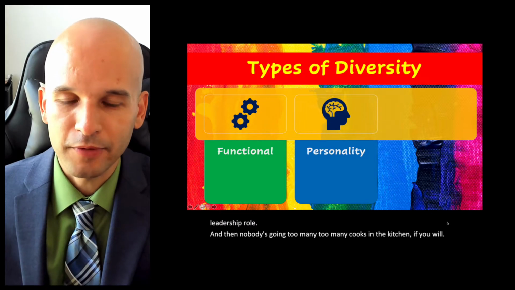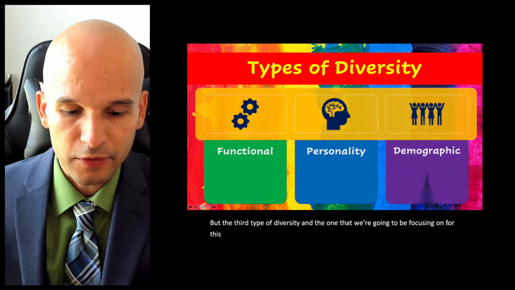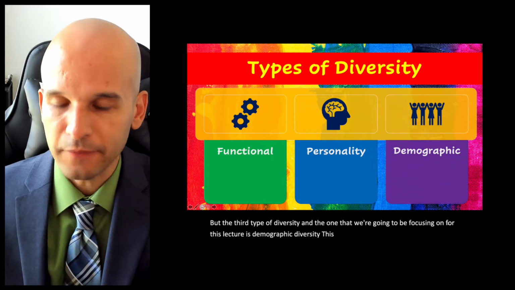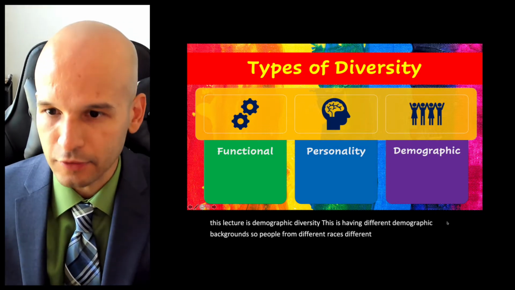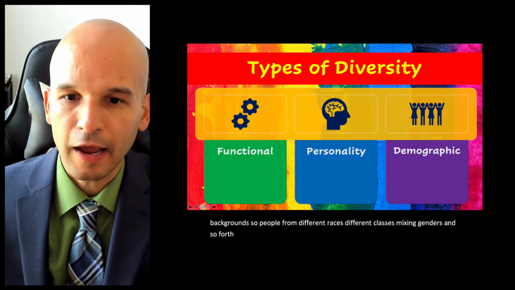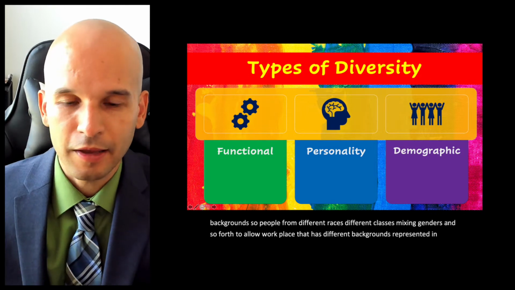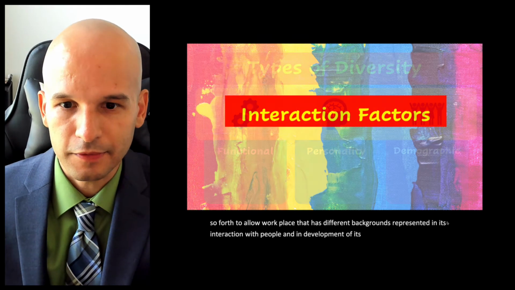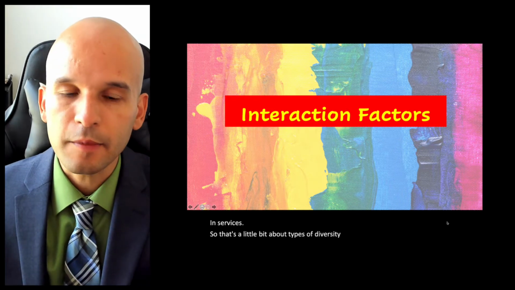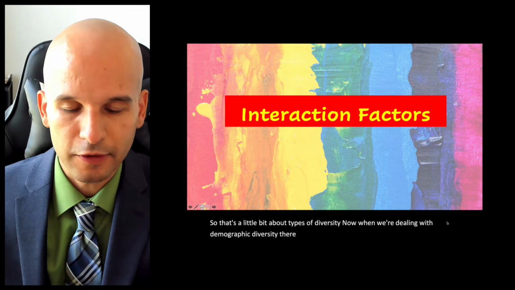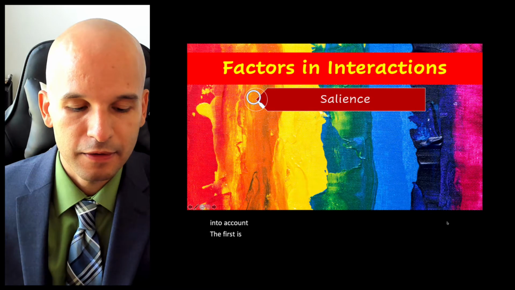But the third type of diversity, and the one that we're going to be focusing on for this lecture, is demographic diversity. This is having different demographic backgrounds. So people from different races, different classes, mixing genders, and so forth, to allow a workplace that has different backgrounds represented in its interaction with people and in development of its products and services. So that's a little bit about types of diversity. Now, when we're dealing with demographic diversity, there are some interaction factors that you have to take into account. The first is you have to take into account salience.